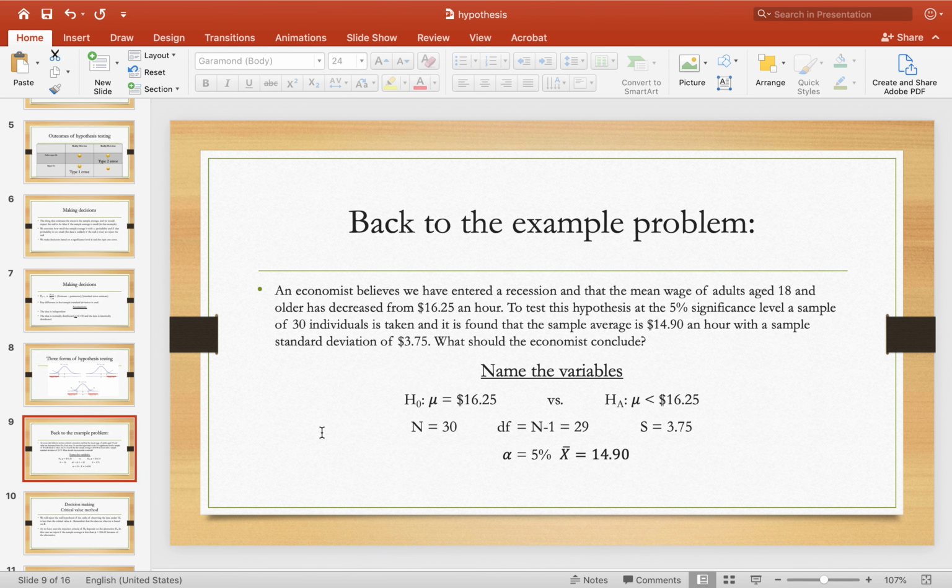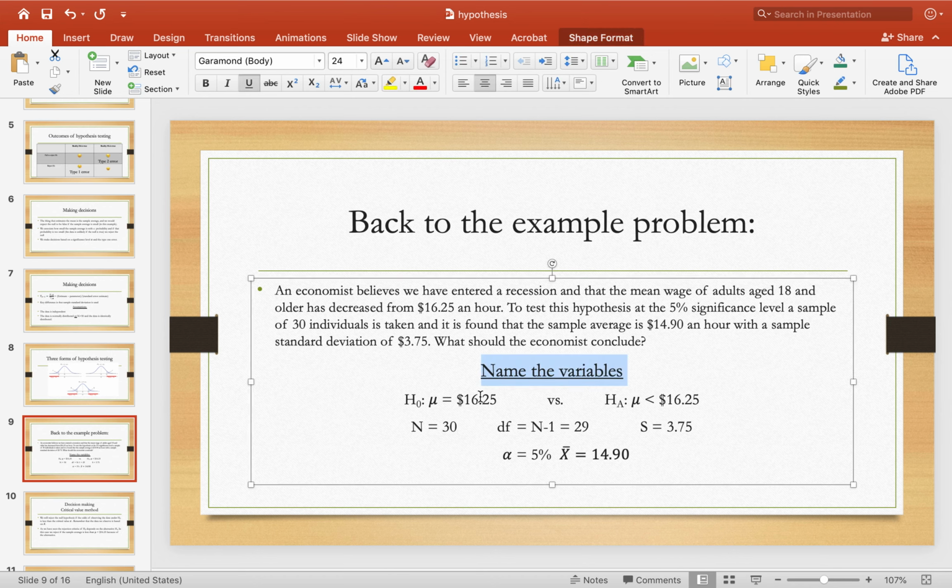Let's get back to the problem we discussed with the economist. The first thing you're going to do is name the variable, and write down the null and the alternative. We've discussed that. So the economist believes that it's decreased. We're going to write down information given in the problem. We know the sample size, therefore we know the degrees of freedom is 1 less, 29. We know the sample standard deviation, we know the significance level, and we know the sample average.